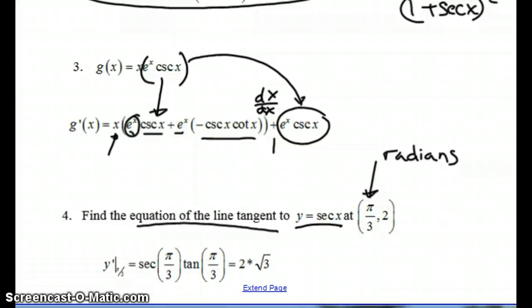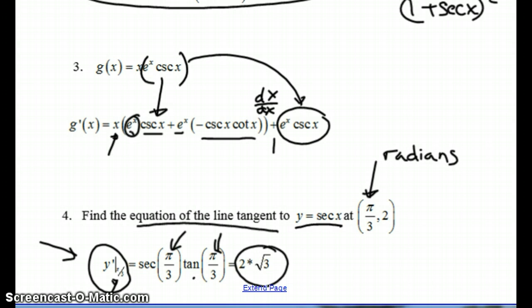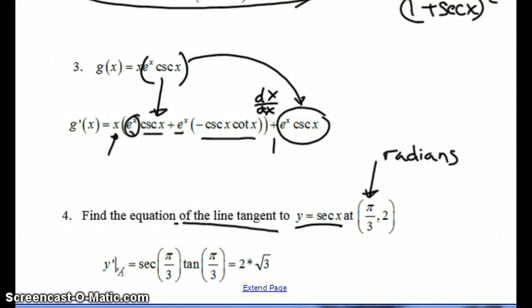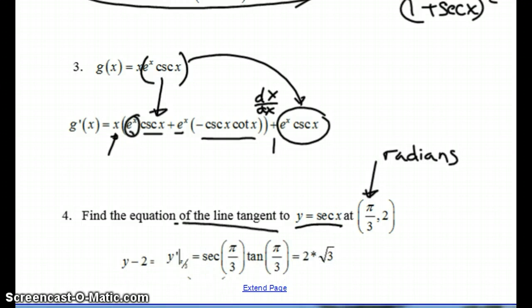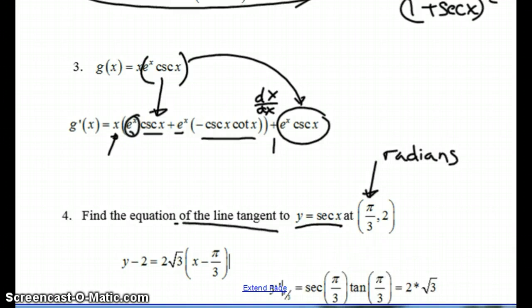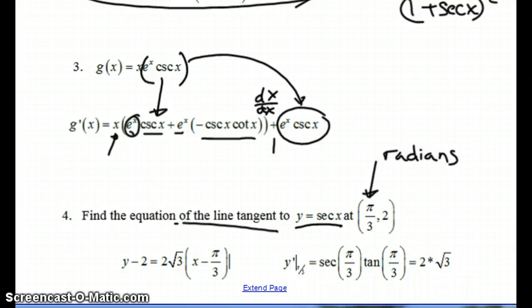So here I have the derivative at pi over 3. Remember, that's Leibniz's notation, which means derivative, and then here's the value I want you to take the derivative at. Derivative of secant is secant tangent, and I've put in my x value to get out the y value. We still have to write the equation of the line tangent. So I'm going to use my slope here in the equation, and here's my y1 and my x1.